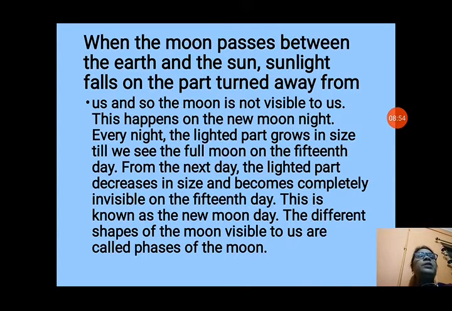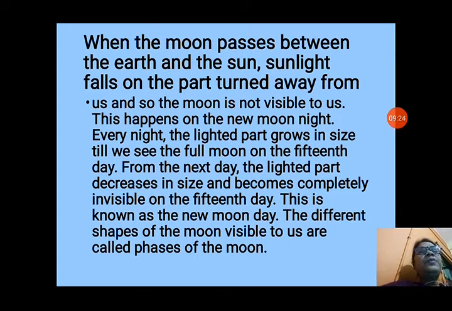Every night the lighted part grows in size till we see the full moon on the 15th day, that is the waxing phase of the moon. On the 15th day we see the full moon, the whole lit part of the moon. From the next day the lighted part decreases in size and becomes completely invisible. Again the lighted part becomes smaller and smaller and is completely invisible. On the 15th day after that we see only the dark. This is known as the new moon day.